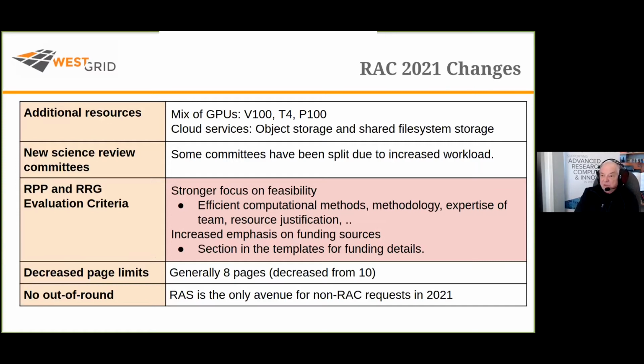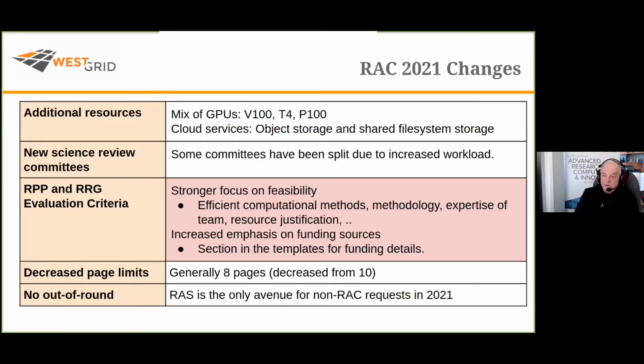Just one slide on specific changes from 2020. So first off, we got additional resources, the new GPUs, and there are some new cloud services, object storage, and shared file system. There are new science review committees, with 590 and expecting well over 600 applications. The reviewers, each committee was just getting overwhelmed. So we split it up.